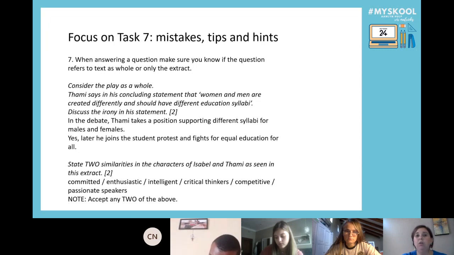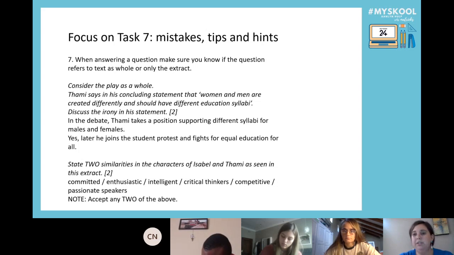Then, number 7, when answering a question, make sure you know if the question refers to the text as a whole or only to the extract. People, this is very important because we will give you a text, for example, and then say, according to this text, name the characteristics of this person. And then you will give a characteristic that is evident somewhere else in the text, but you have to refer only to the extract. Or they will say, refer to the text as a whole.